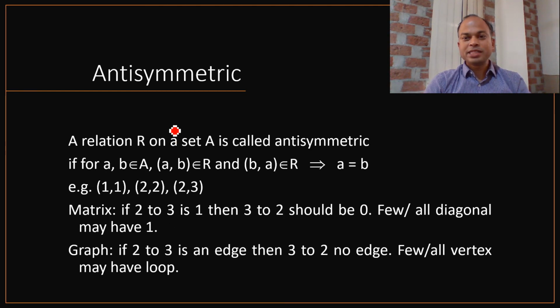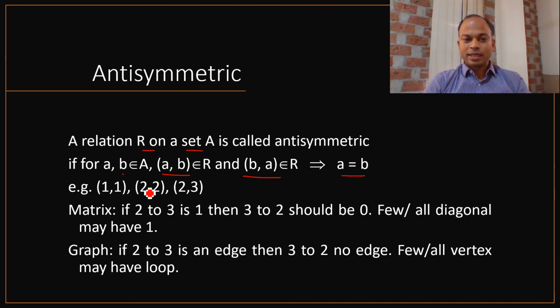If we talk about the antisymmetric property, antisymmetric means a relation R on set A is called antisymmetric if A is related to B and B is related to A, implies that A equals B. Such a property is called the antisymmetric property. If we take the example 1, 1, 2, 2, 2, 3, this is a valid example of the antisymmetric property. I mean, here 1 is related to 1.